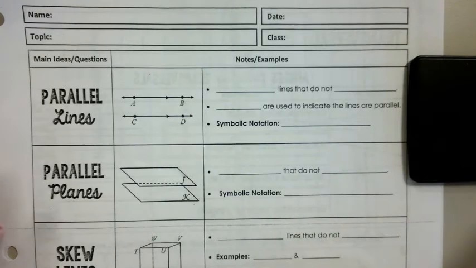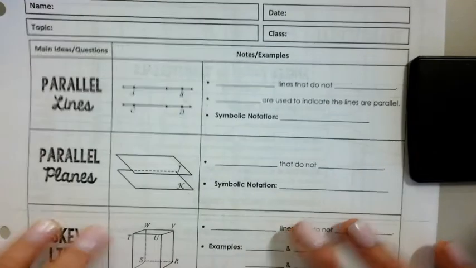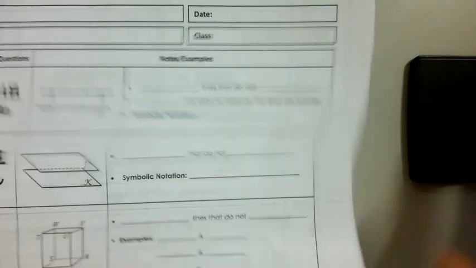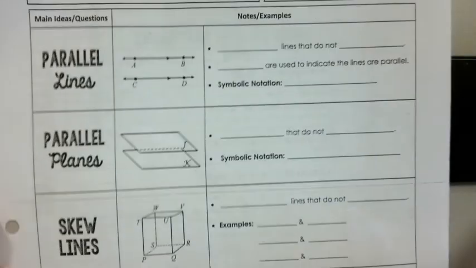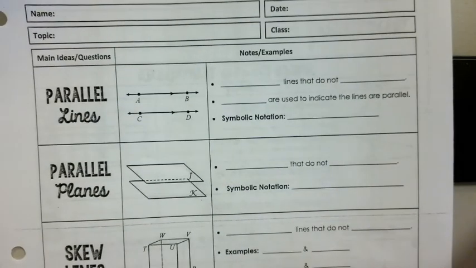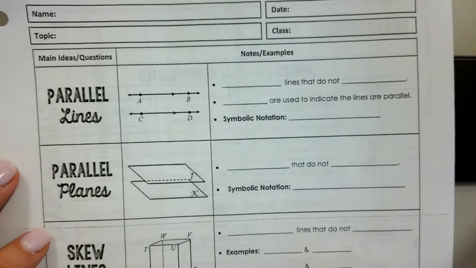Hey everybody, welcome back. We are now starting Unit 3. We're going to talk about parallel lines. So you should have this piece of paper. It is paper clipped, and this is the paper that's on the back. Okay, so let's start. We're going to talk about parallel lines today.